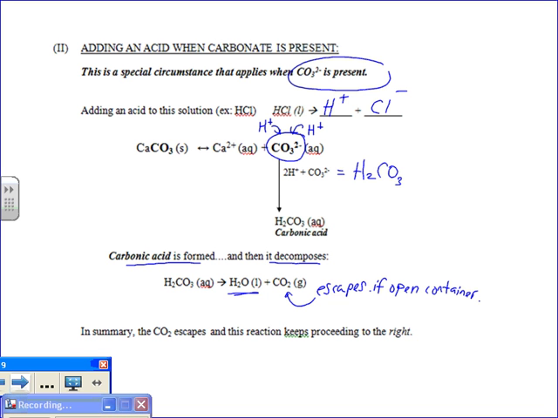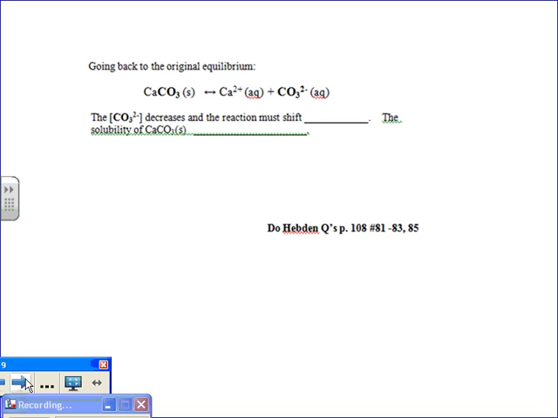So this is just a different way to remove some carbonate. The equilibrium will shift right in order to produce more carbonate ion because we've disturbed the equilibrium, and that also increases the solubility of my solid salt. So for the most part, we look at using a precipitate, but when we have the special circumstance where carbonate ion is present, we can also add an acid to increase the solubility of our compound.